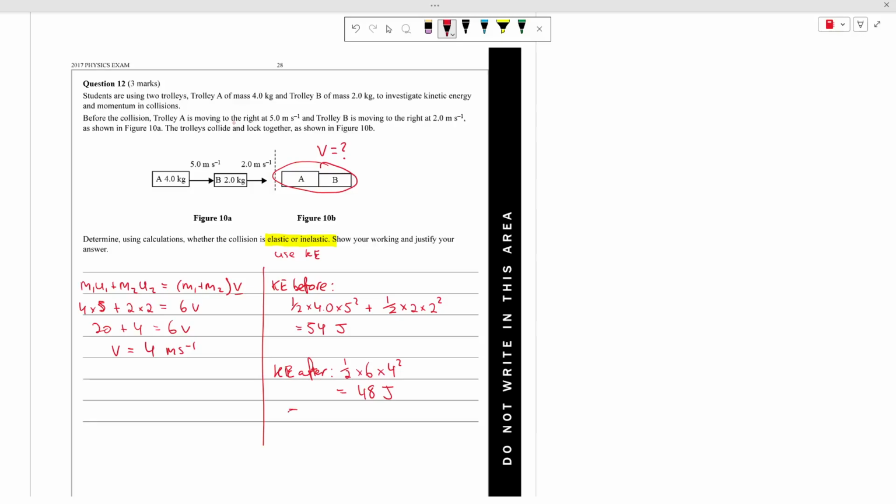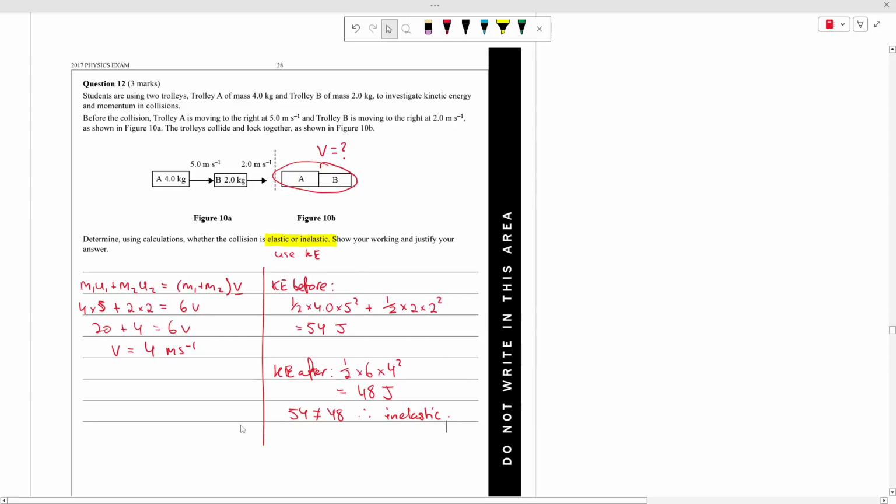And then you say 54 is not equal to 48, therefore inelastic. That should be enough to show the examiner you know what you're doing. Don't want to waffle on about it being inelastic.